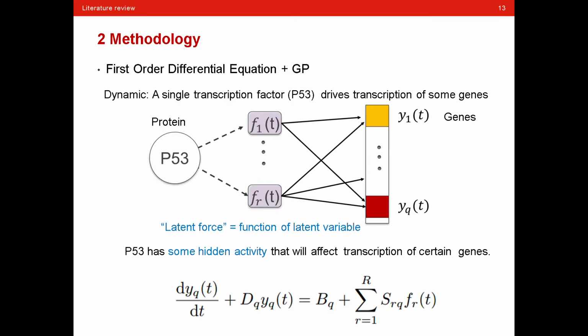The first example is combining a Gaussian process with a dynamic model which can be formulated with a first-order differential equation. They introduce a model on biological data. This model explains a phenomenon of a protein factor called p53 driving transcription of some genes. You can see this picture. The p53 protein controls the transcription of some genes, and they control it through some latent force, which is not experimentally observable.